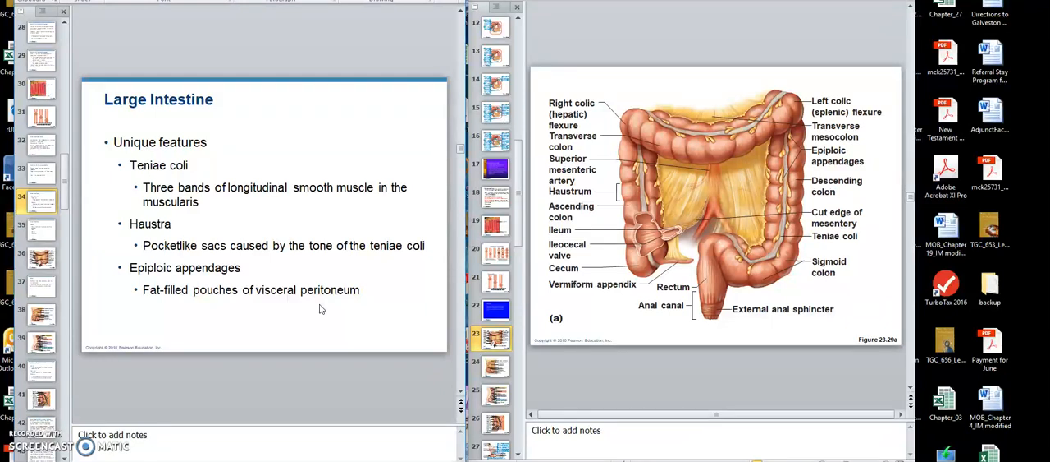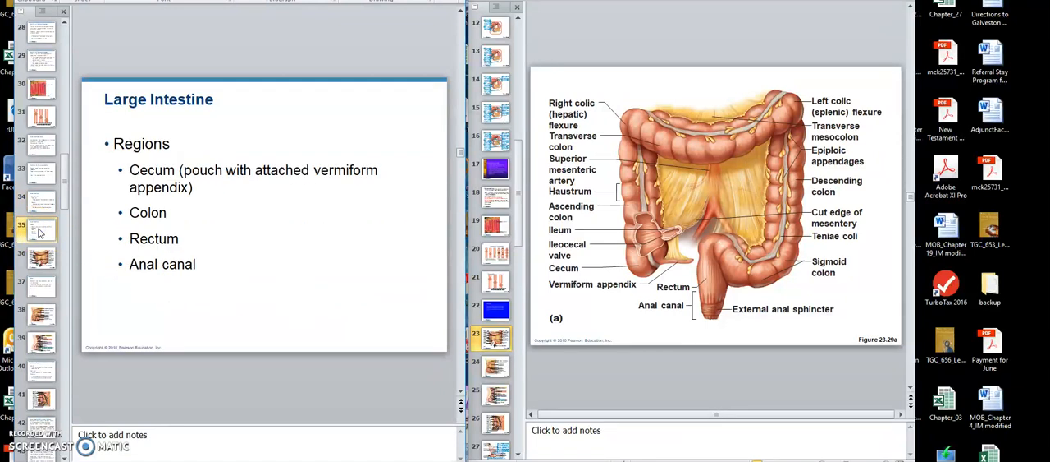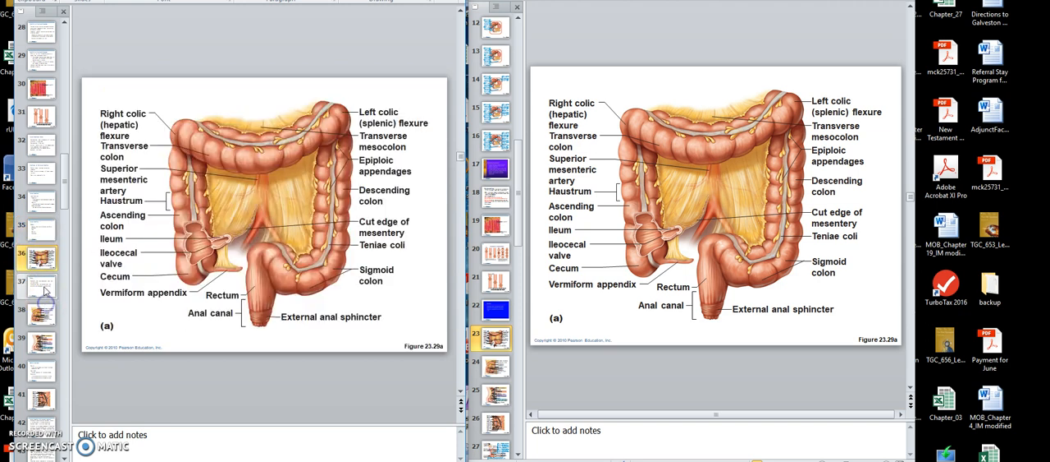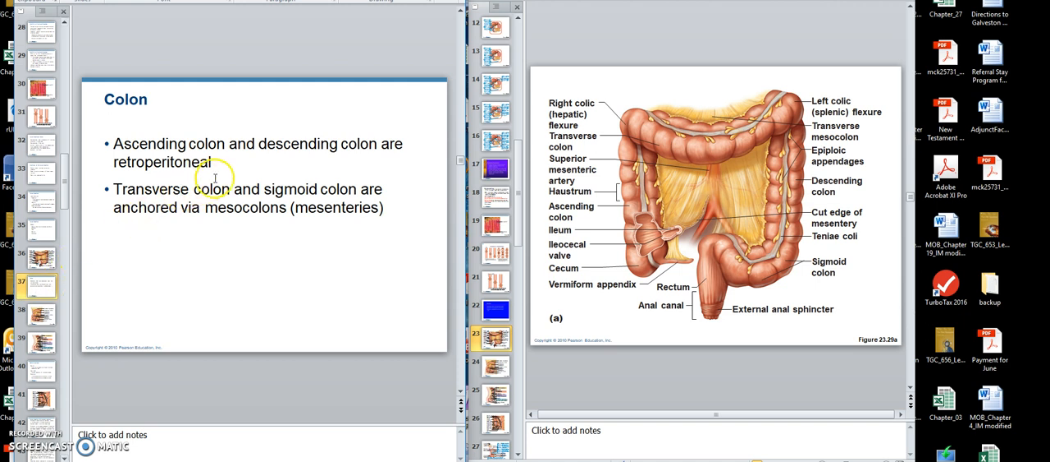Let's go a little further with the large intestine. See what else we got there. The ascending colon, this part and this part, are behind the peritoneum, retroperitoneal. This part here is hung by that mesentery. But this here is stuck behind the peritoneum. So here's that mesentery right there.